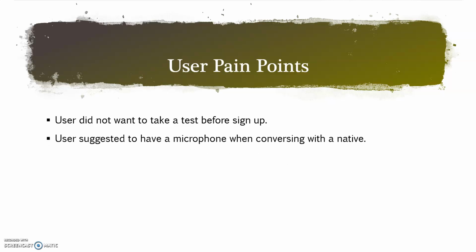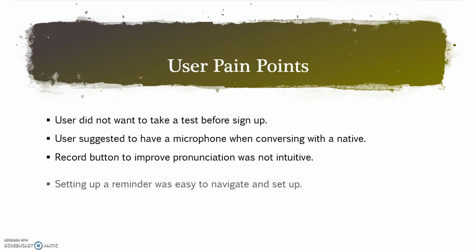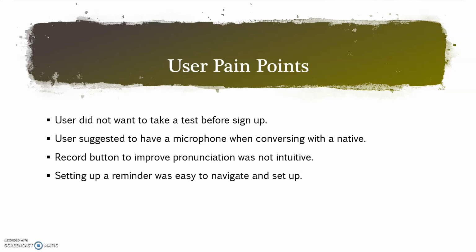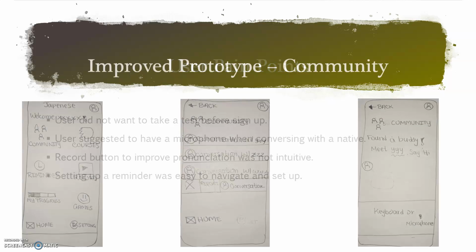The second task was to navigate to converse with a native, and the users suggested that it would be a good idea to have a microphone when conversing with the native, as sometimes it's easier for them to speak rather than write. The third task was difficult. They could not navigate to the correct page and it was not intuitive. The fourth task was setting up a reminder, which was easy to navigate and set up.